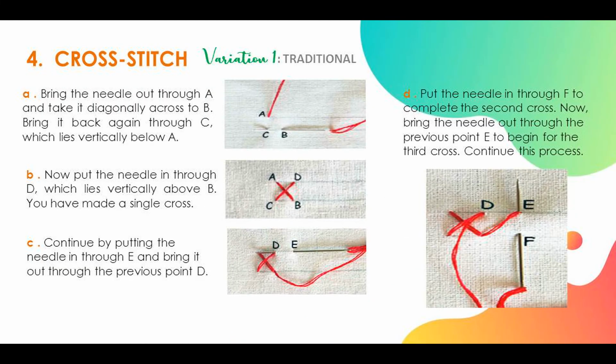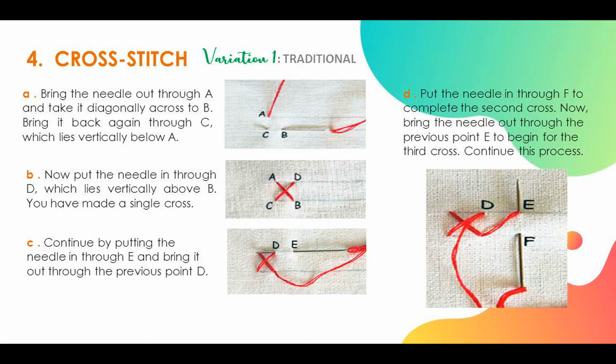4. Cross stitch. Variation 1, Traditional. A. Bring the needle up through A and take it diagonally across to B. Bring it back again through C, which lies vertically below A. B. Now put the needle in through D, which lies vertically above B. You have made a single cross.